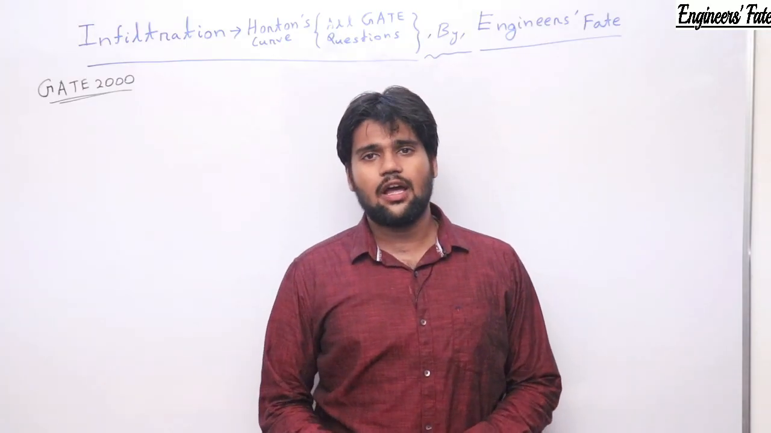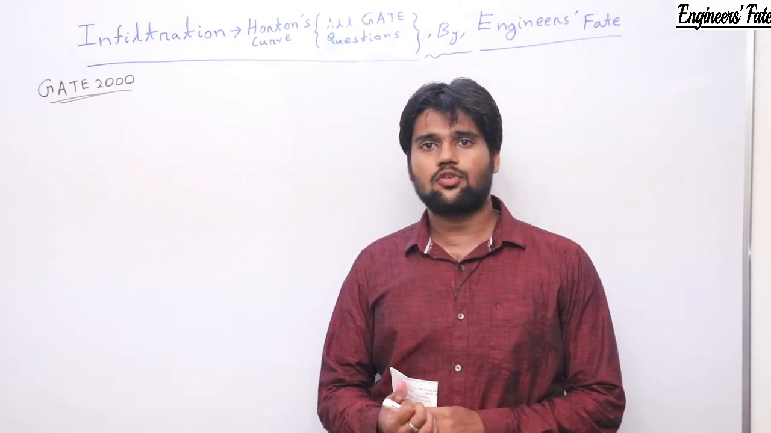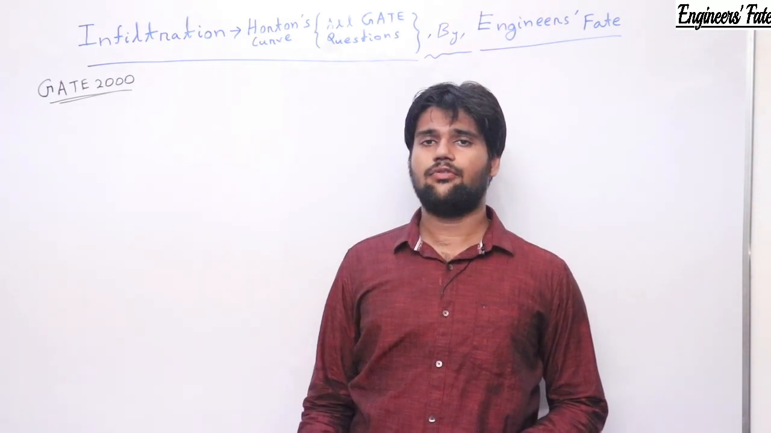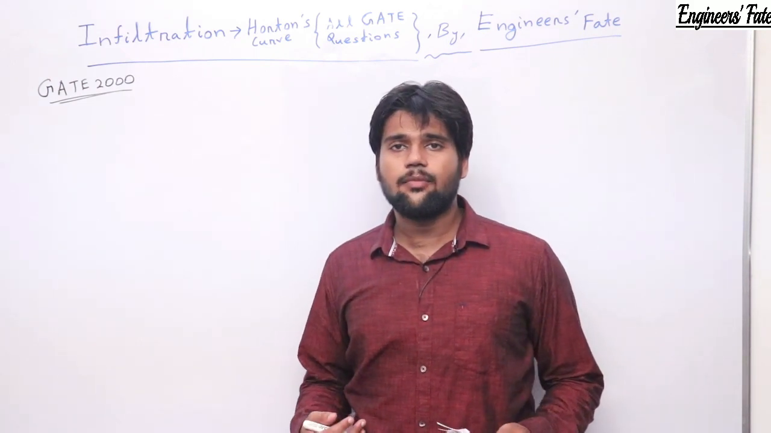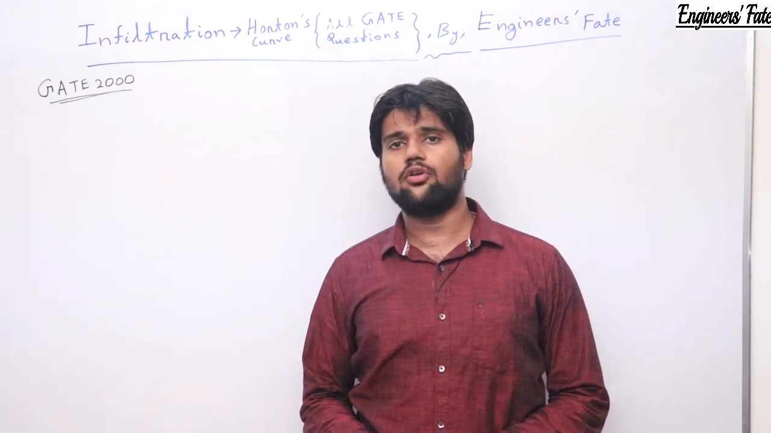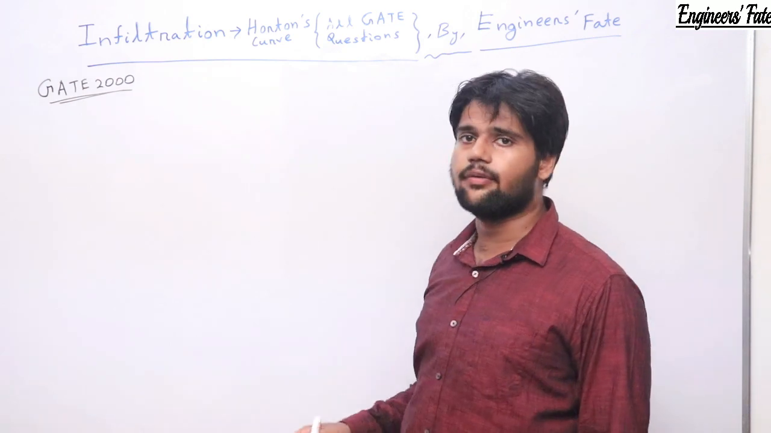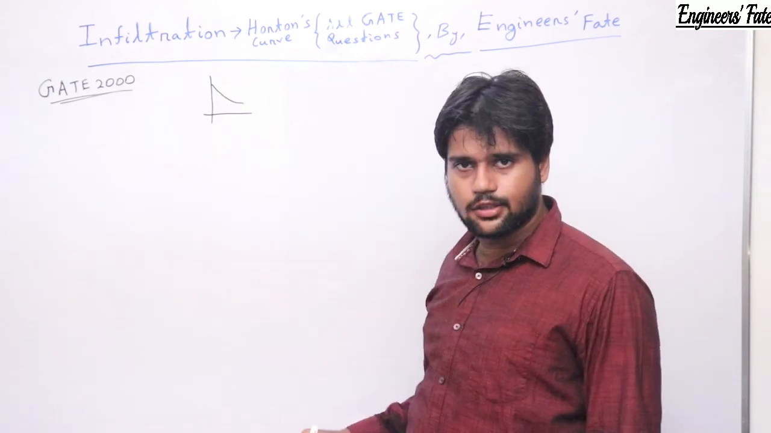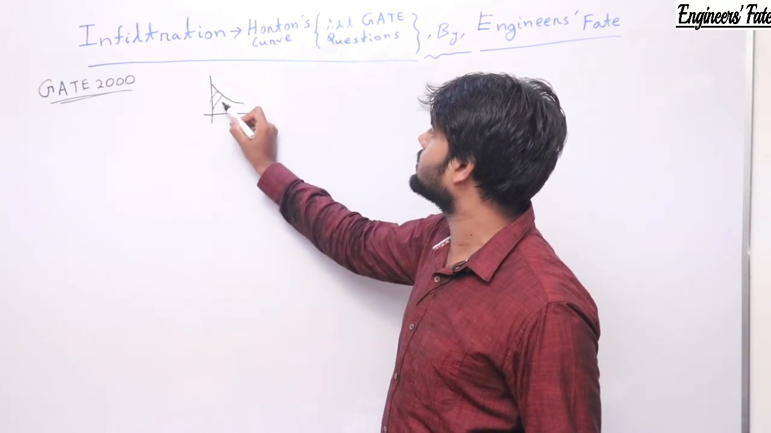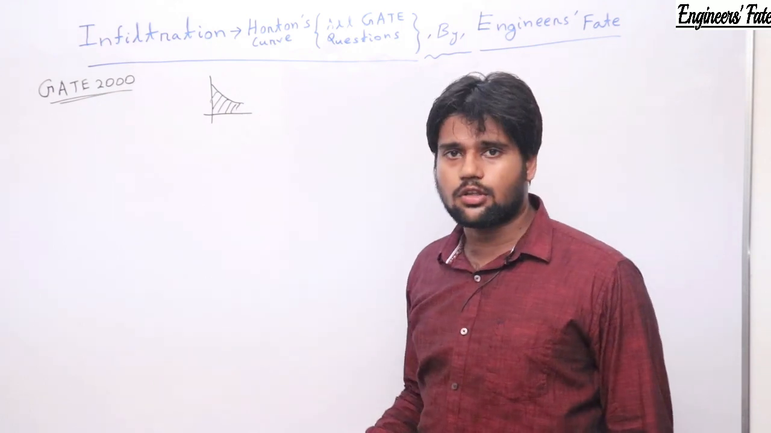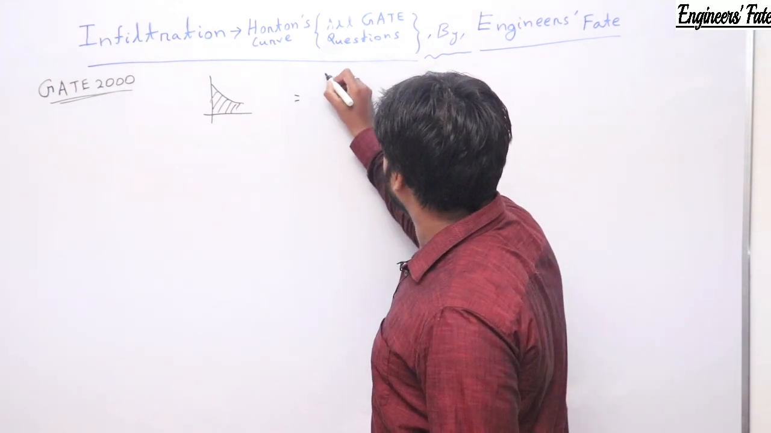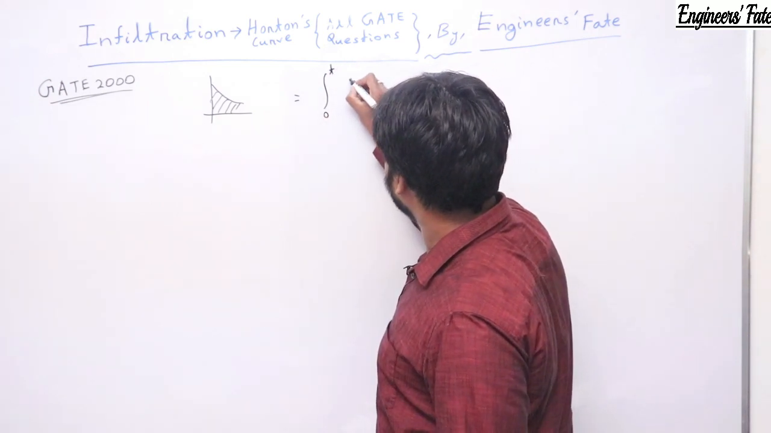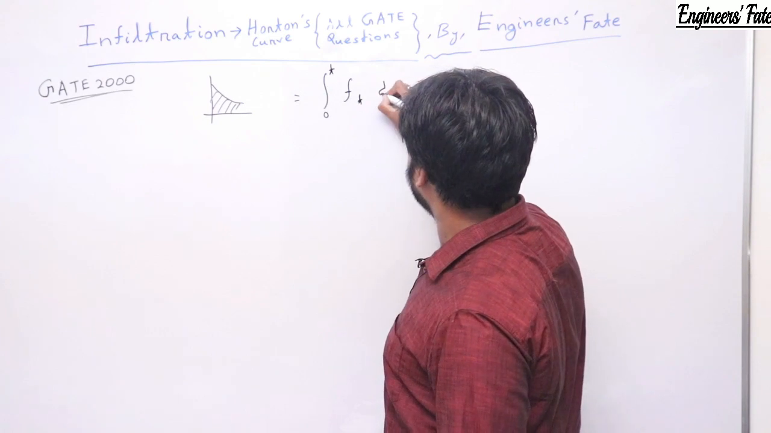So this is the question asked in GATE 2000, and in this question he has asked us to find the cumulative infiltration at the end of 2 hours. So what is cumulative infiltration depth? I have told you the total infiltration depth will be the area below the curve. Suppose this is the Horton's infiltration curve, the total infiltration depth will be the area below the curve, and I have told you we can find that by integrating from 0 to t_f of f(t) dt.